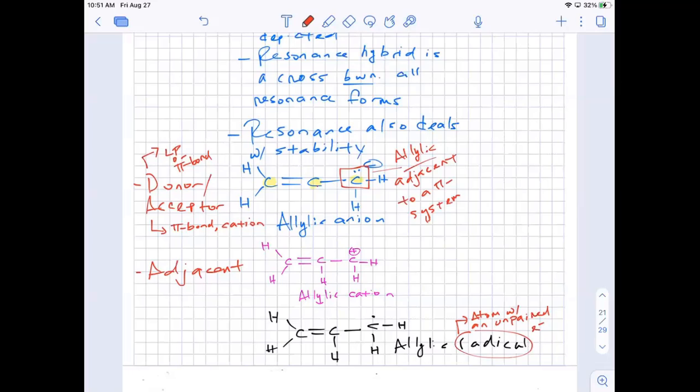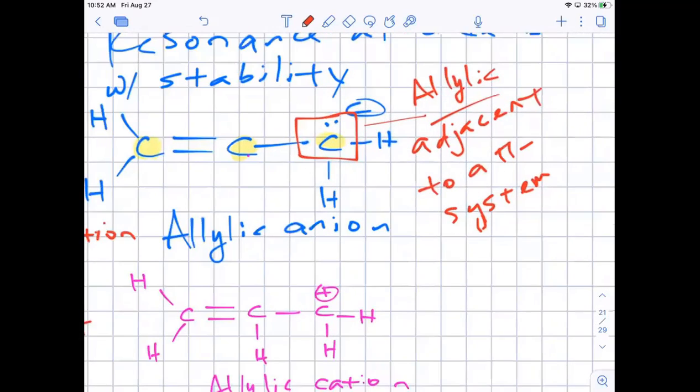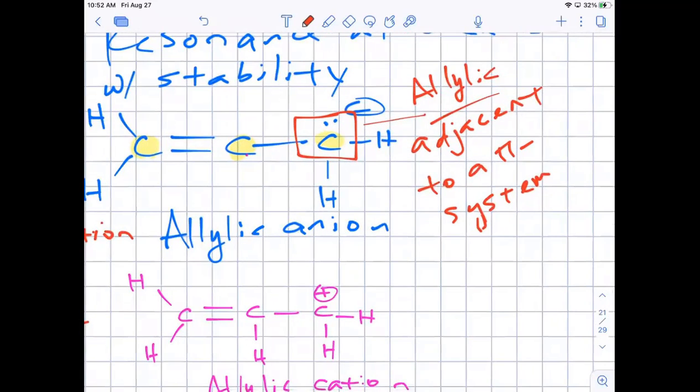Because if we look at the anion, and we're going to stop right here, that pair of electrons on carbon is not stable just sitting there. So carbon wants to share those electrons with the atoms close to it. That's why the acceptor needs to be adjacent to the donor so it can take those electrons.